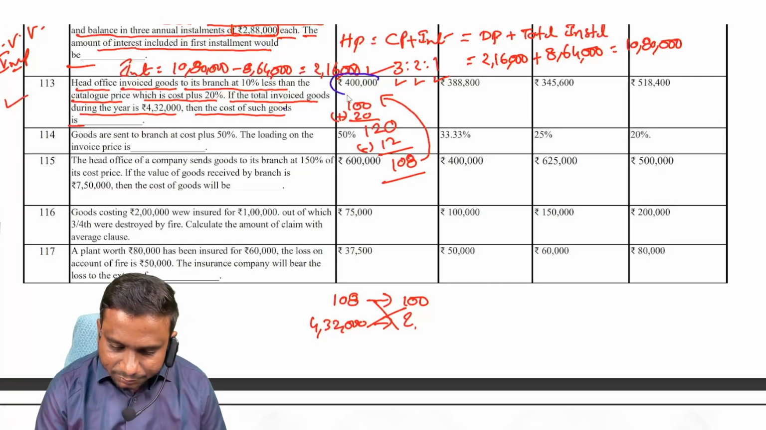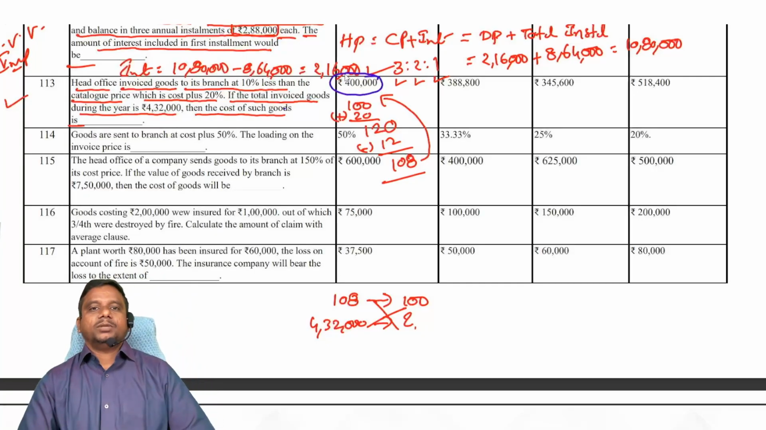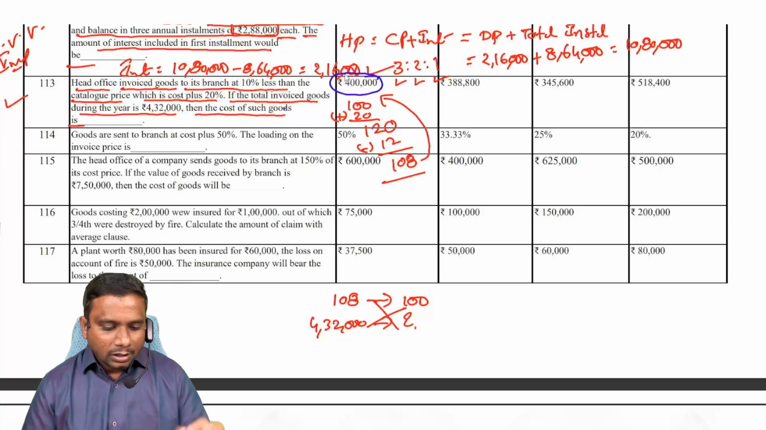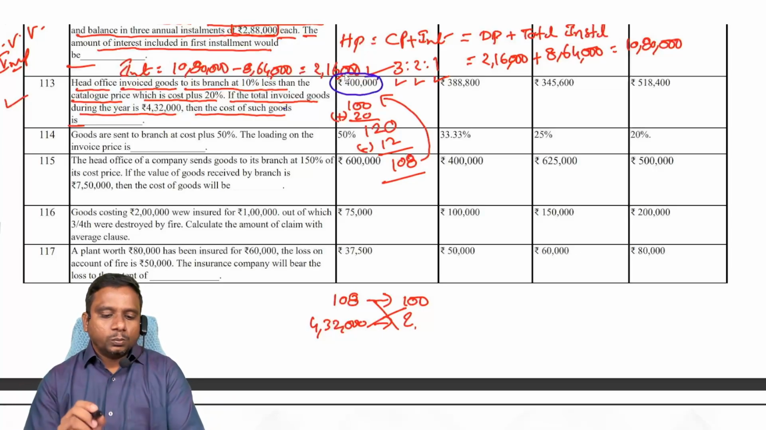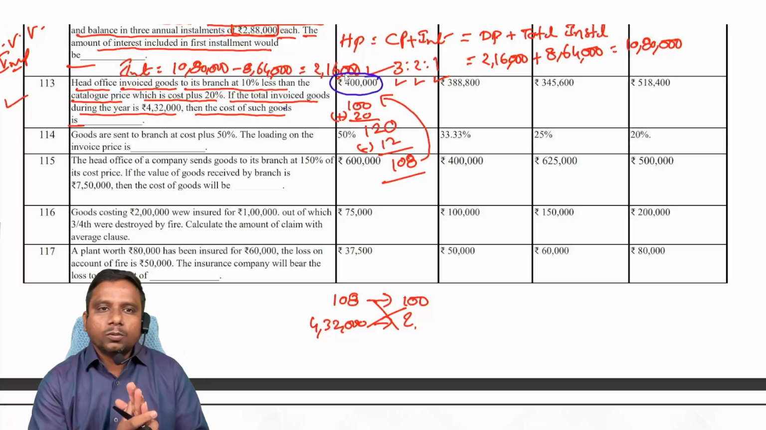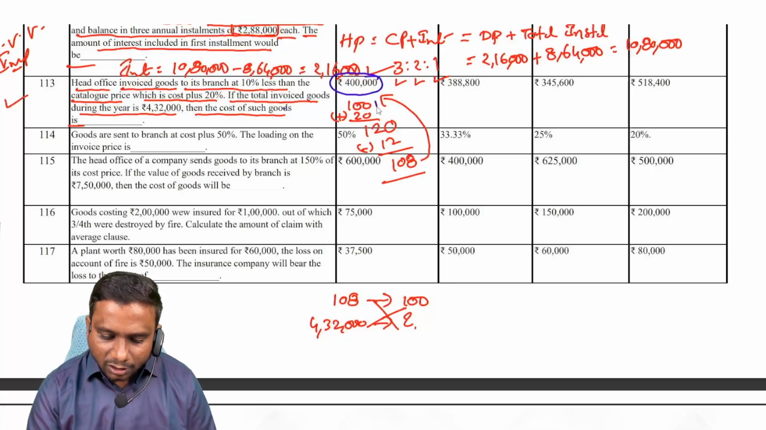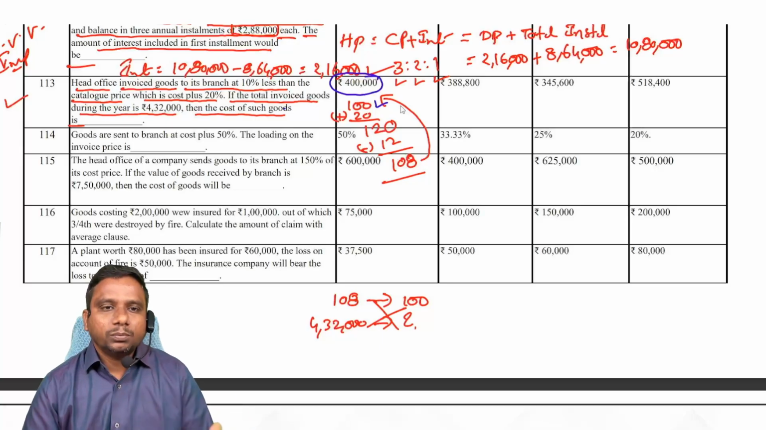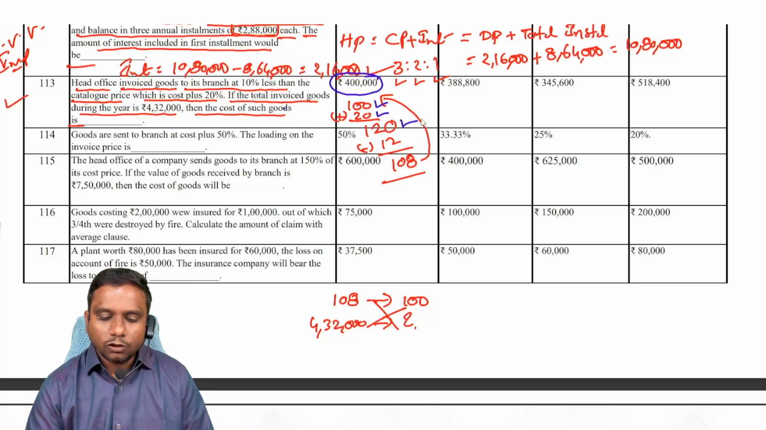Option A correct. Option 1. Observe, student. I repeat again. Head office is sending goods to branch at 10% less than catalog price. How much is catalog price? Catalog price is nothing but cost plus 20%. Let cost be 100. Profit 20%, then total 120 is your catalog price.